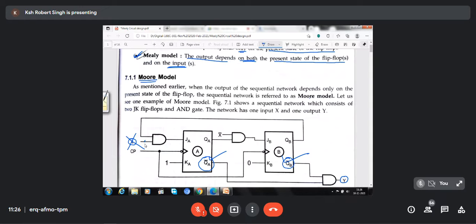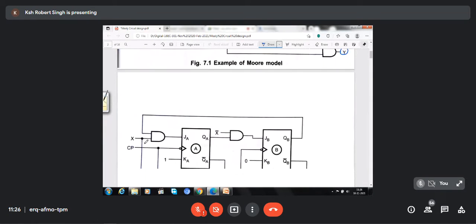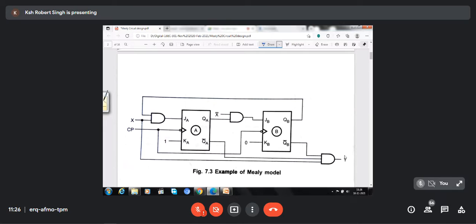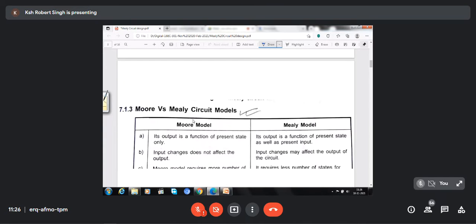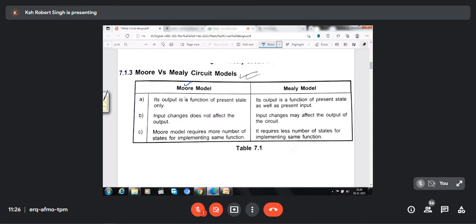In case of Mealy, the output depends on the present state of the flip-flop, as well as on the input, because the input is connected to the AND gate and this output depends on the input also. So this is an example I'm doing. So what is the difference between Mealy and Moore? Moore depends only on the present state, whereas Mealy depends on the present state as well as the input.